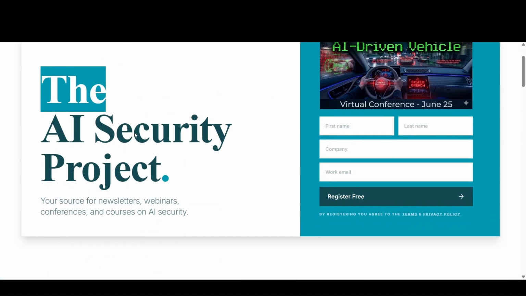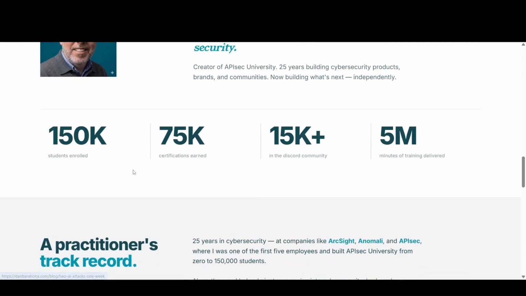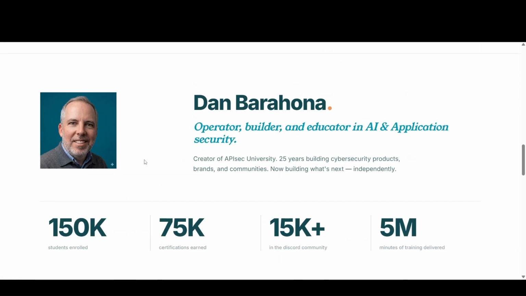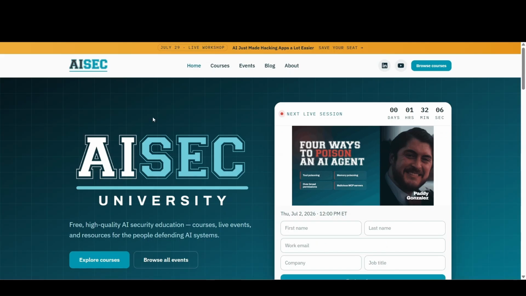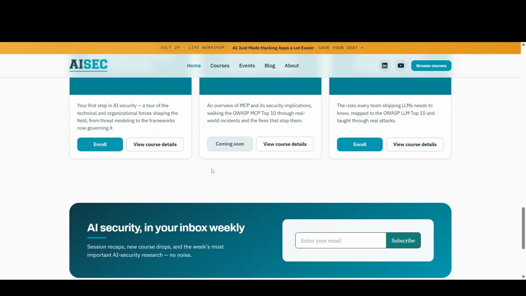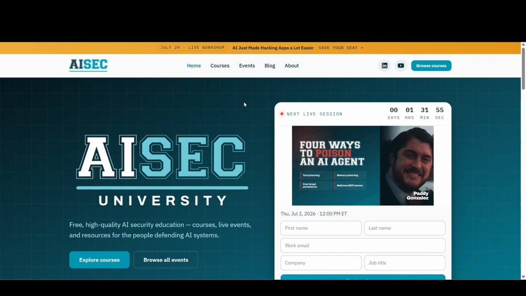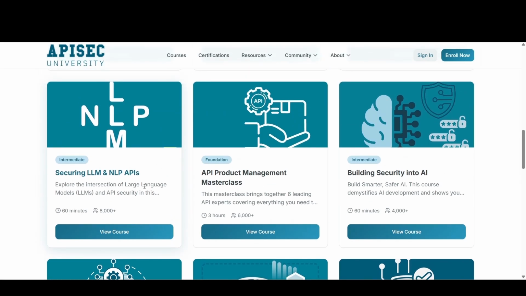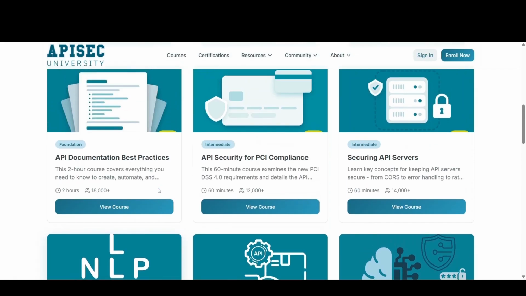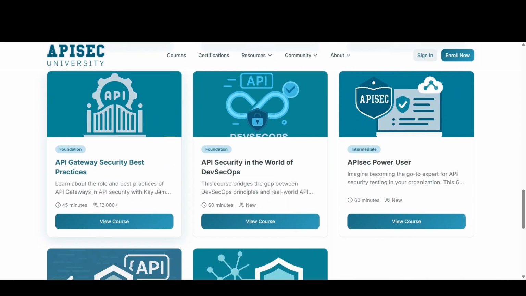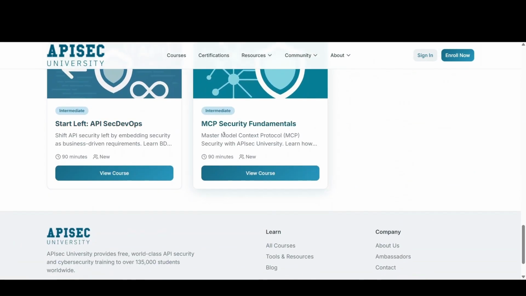I'll have the links in the description box if you're interested in learning more about AI security. Right, AppSec University. So a little bit about Dan, and then also here is the actual website for AI Sec, and this is going to be a free resource about learning about AI security stuff. And here is AppSec University, and this does have some AI or LLM-related coursework here. So you can go ahead and check it out. And obviously API security, so you can expand your knowledge and skill set in that particular area as well. So there you go.